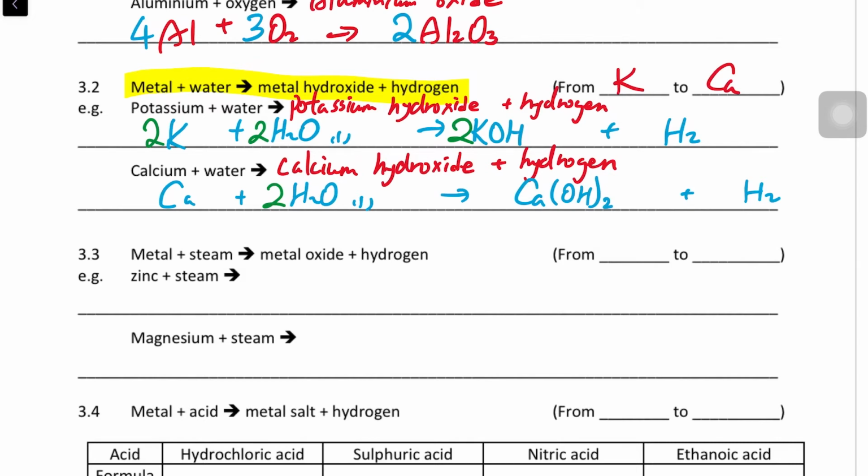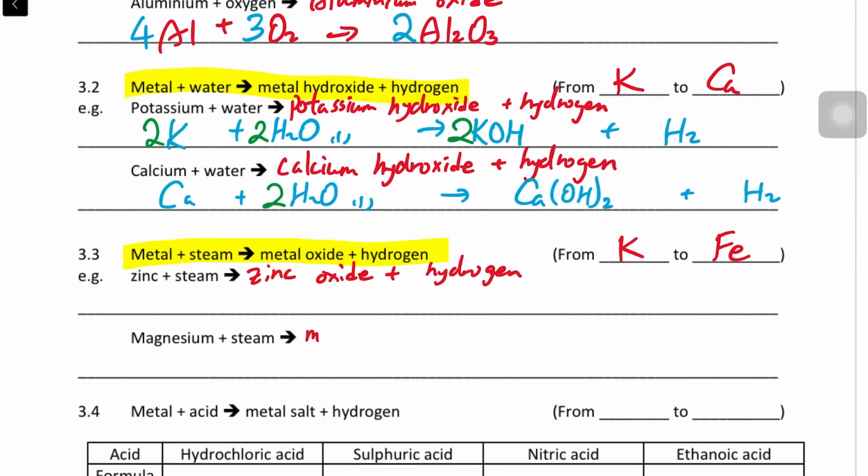So how about reacting with steam? Now react with steam, this time we get metal oxide. Okay, oxide. They start with potassium up to where? Okay, up to, it should be iron. So the case is zinc. They will form zinc oxide and hydrogen.